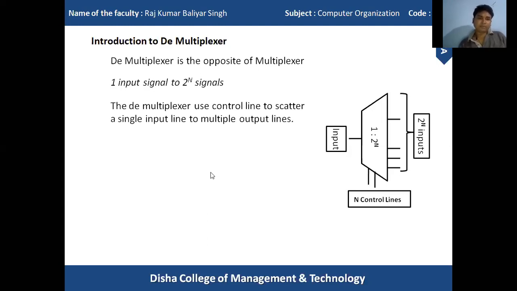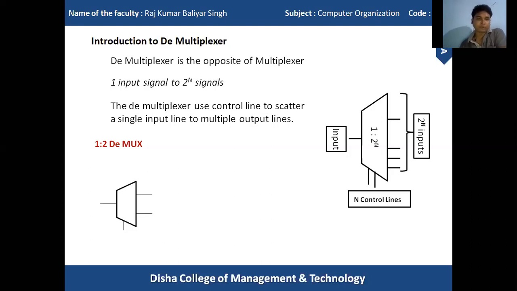So a demultiplexer uses the control line to scatter a single input line to multiple output lines, right. So instead of select lines, this demultiplexer uses control lines. So here again n values can be 1, 2, 3, 4 like that. So 2 to the n, whatever there, that is the output lines. So let's discuss 1 to 2 demux. In 1 to 2 demux, there is one input line, two output lines, and one select line.